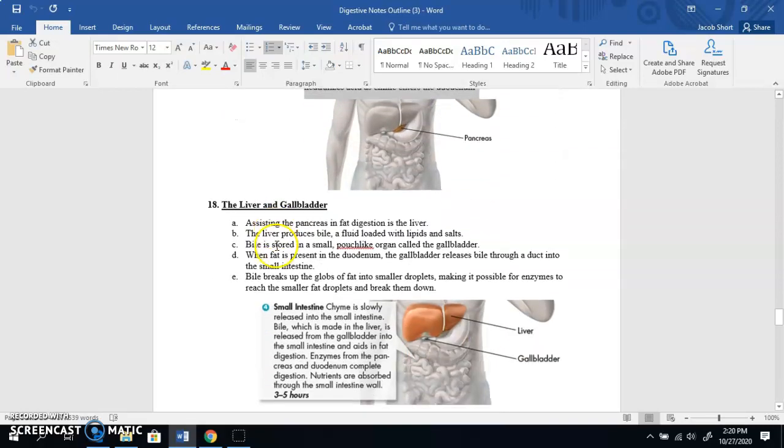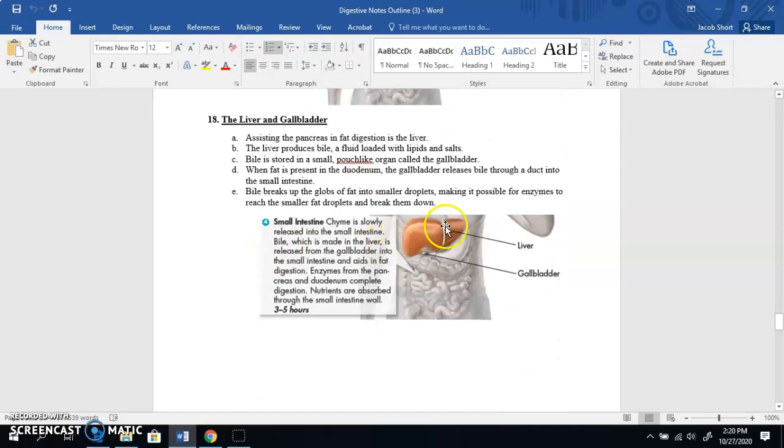We also have the liver and the gallbladder. So the liver is this large structure, it's a large organ right here. There are two main lobes to the liver. And the main function of the liver is to produce what are called bile salts. Okay, bile salts are really important for the digestion of fats. Bile salts are actually detergents.